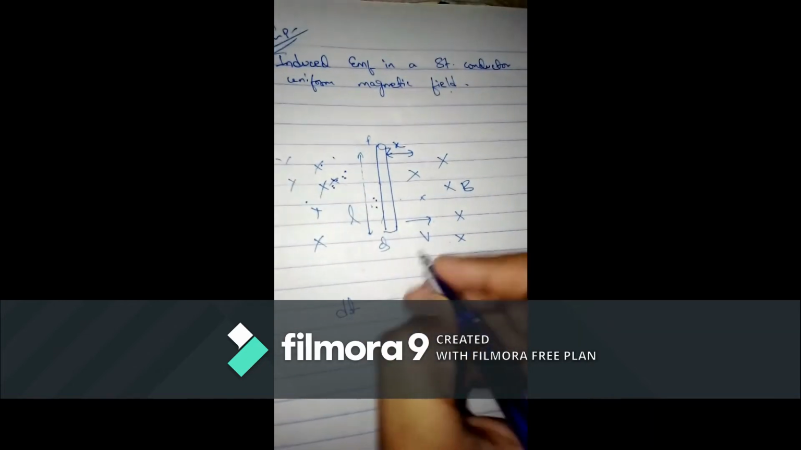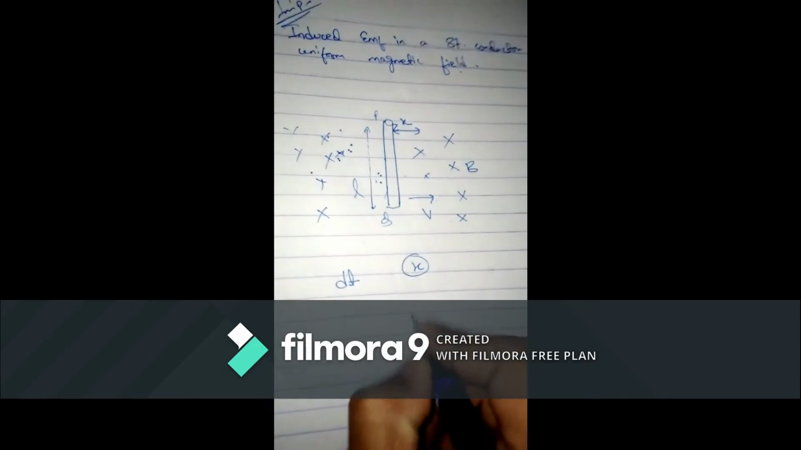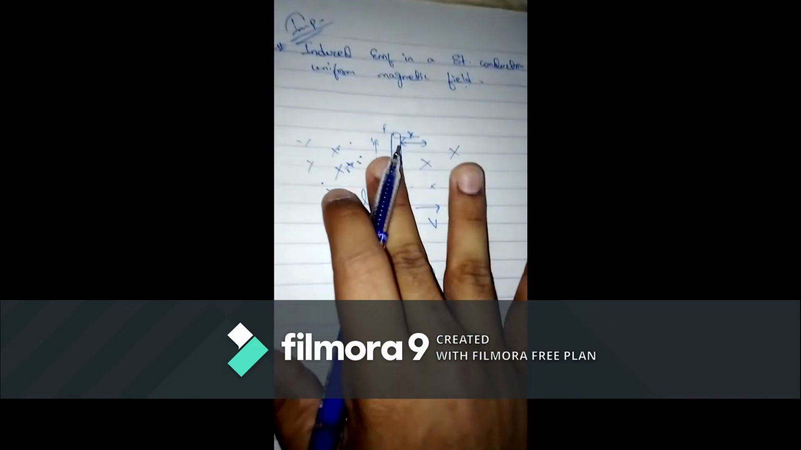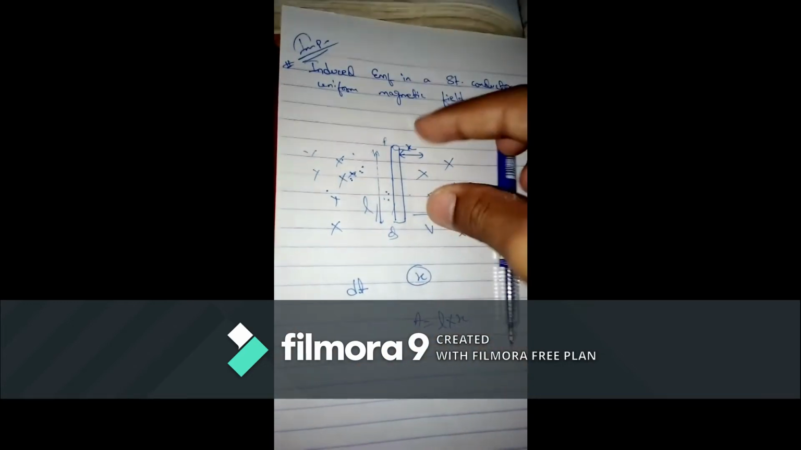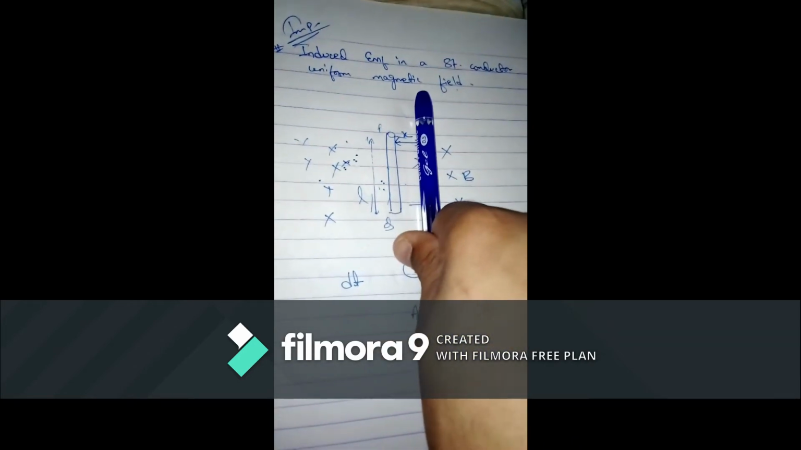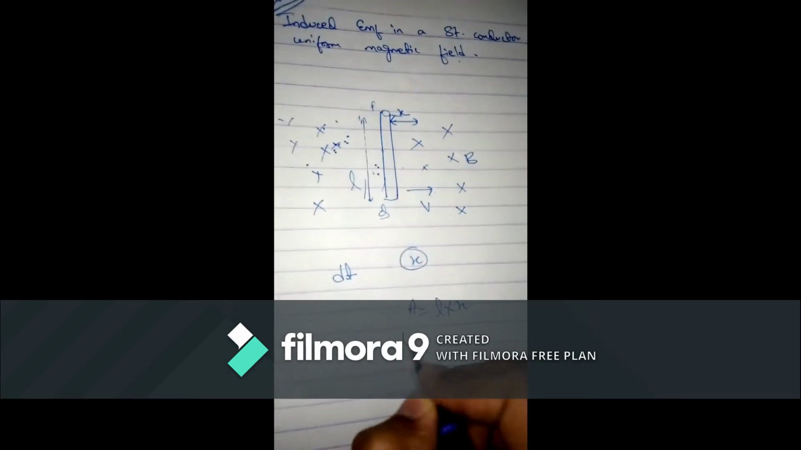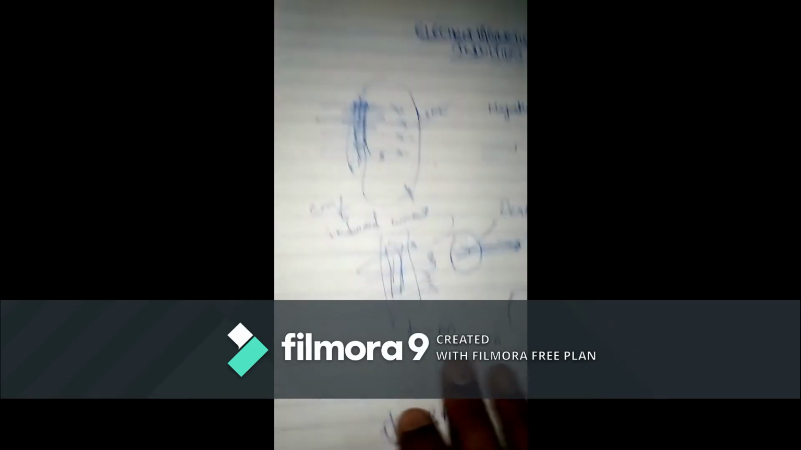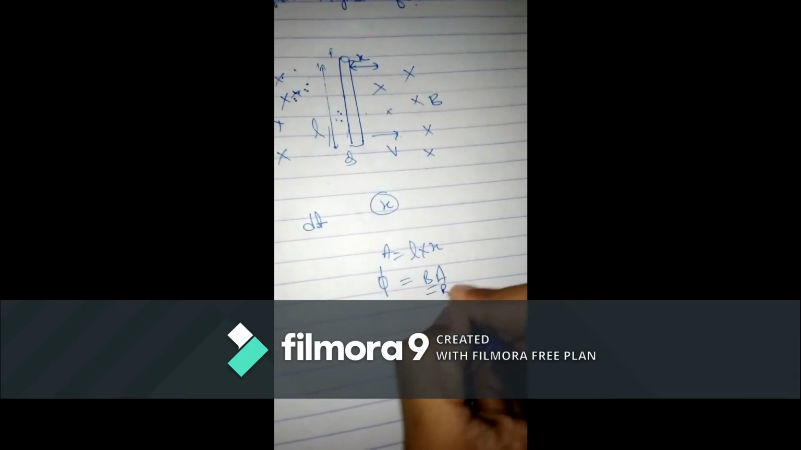So in small time dt, it moved through distance x. So the area will be L into x, isn't it? L into x, the area swept by this conductor. It moved through this much area; its length is L and breadth will be x because it moved through a distance x. So the area swept by it will be L into x. We know the magnetic flux linked with it is BA, we saw at the very first, phi equal to BA. So BA will be BLx.